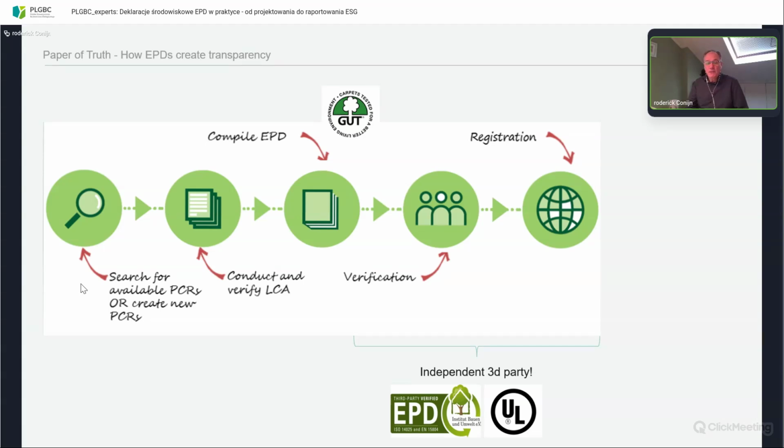So EPDs are not published by ourselves. Of course, you can find our EPDs via our website, but we are not the company who will publish the EPD. So that shows that it's a really third-party verified document.